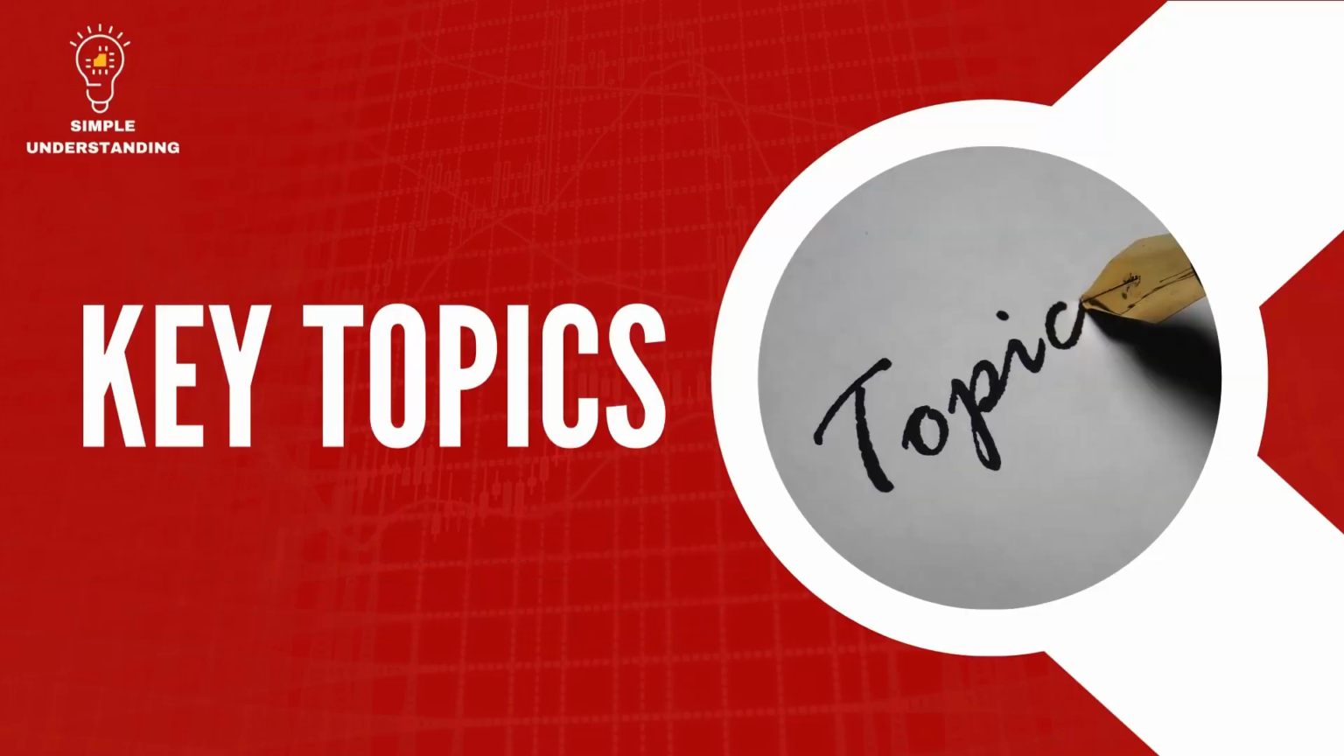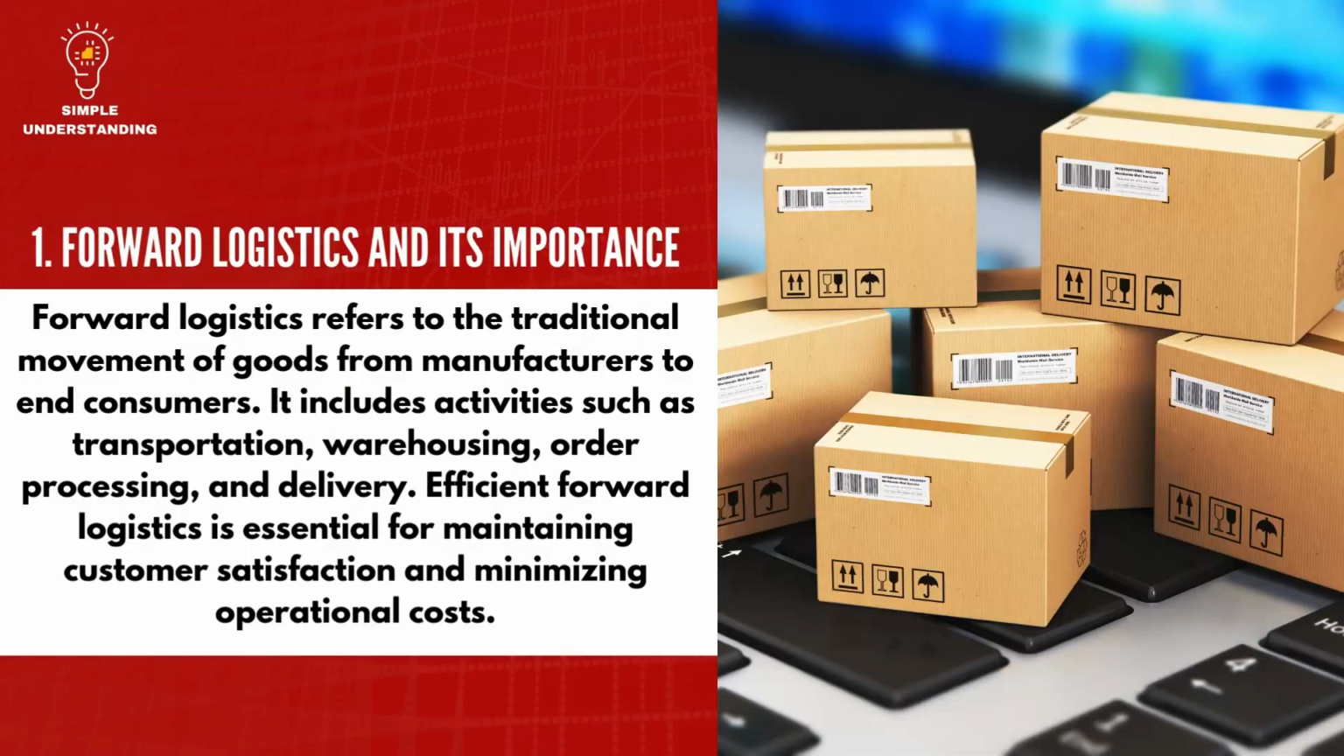Key topics. 1. Forward logistics and its importance. Explanation. Forward logistics refers to the traditional movement of goods from manufacturers to end consumers. It includes activities such as transportation, warehousing, order processing, and delivery. Efficient forward logistics is essential for maintaining customer satisfaction and minimizing operational costs.